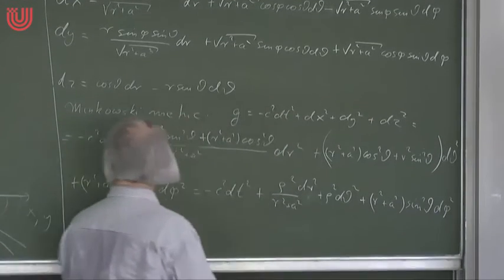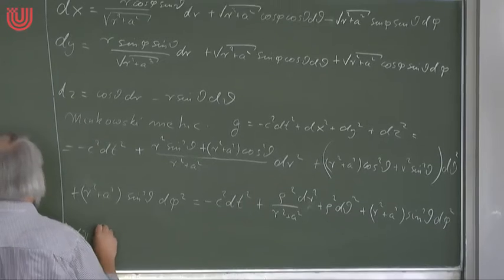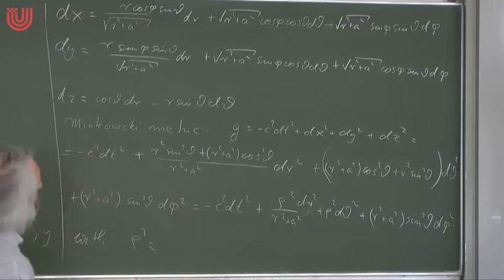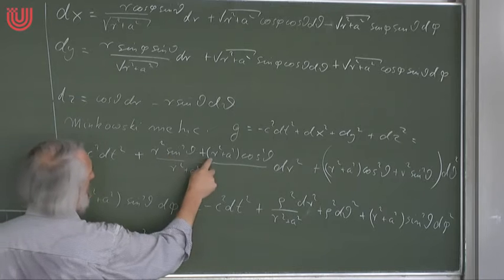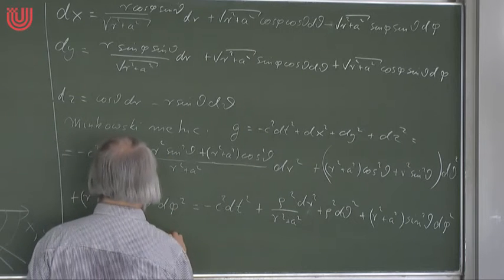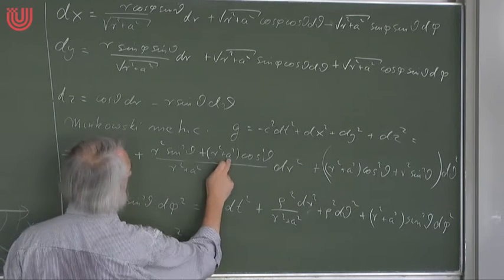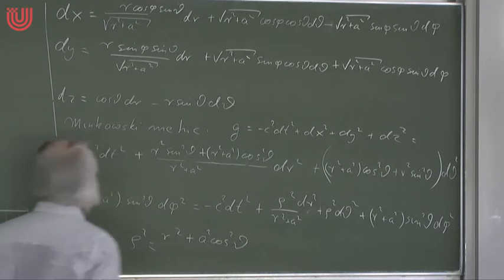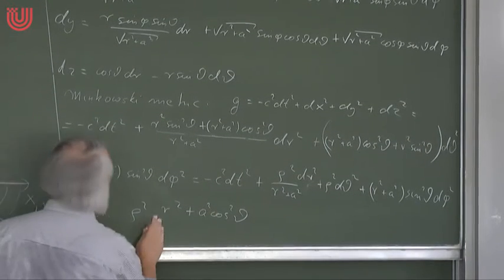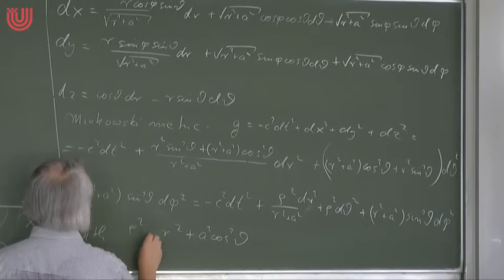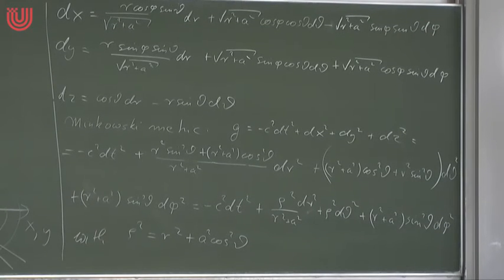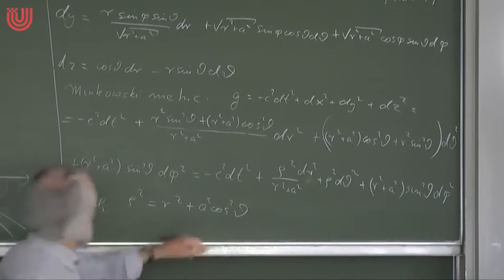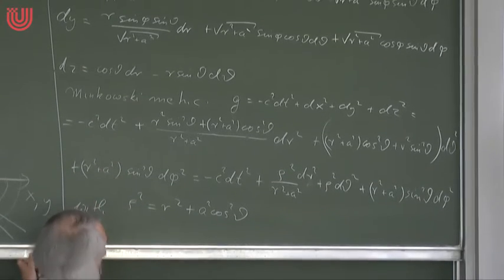And rho squared is what? Rho squared is the numerator here. So this is r squared sine squared theta plus r squared cosine squared theta. This is r squared plus a squared cosine squared. So this is rho squared. This abbreviation will accompany us for all our work with the Kerr metric. It's a common abbreviation, so we should acquaint ourselves with it.